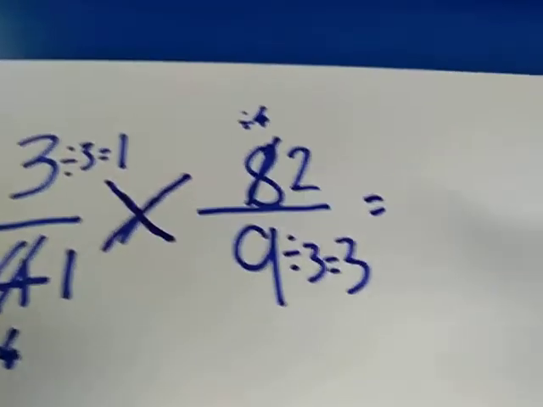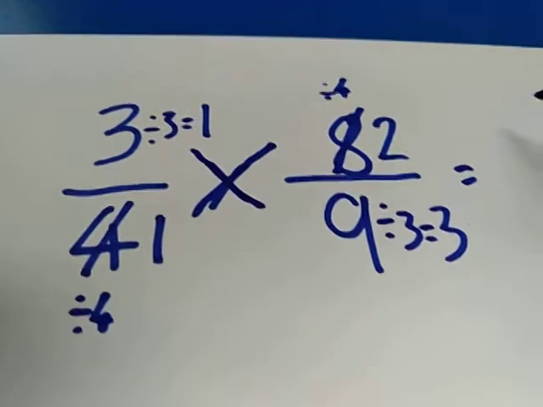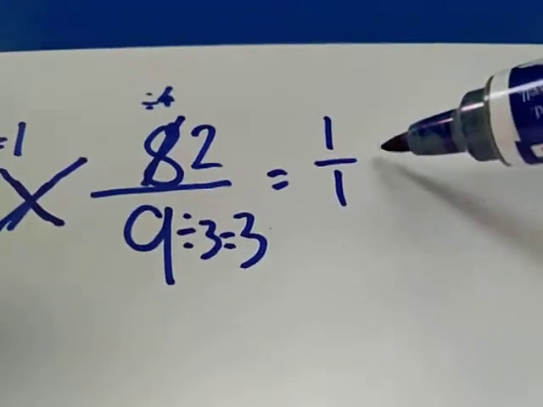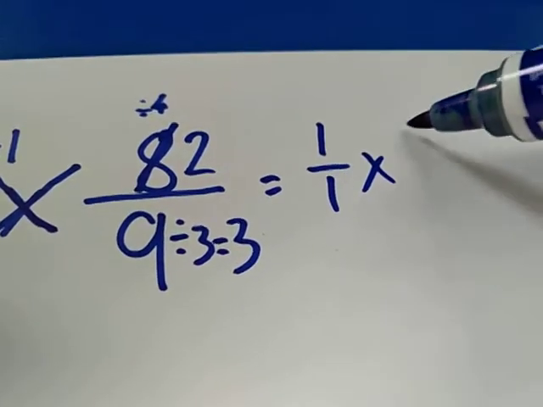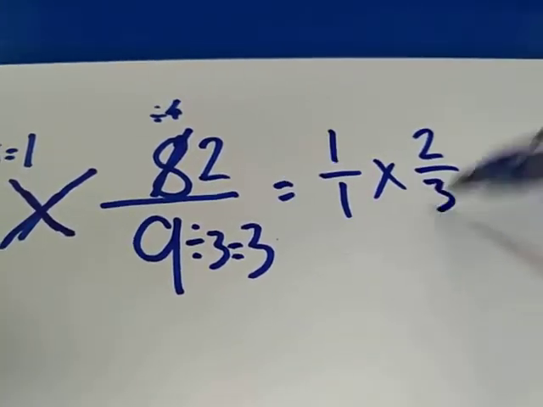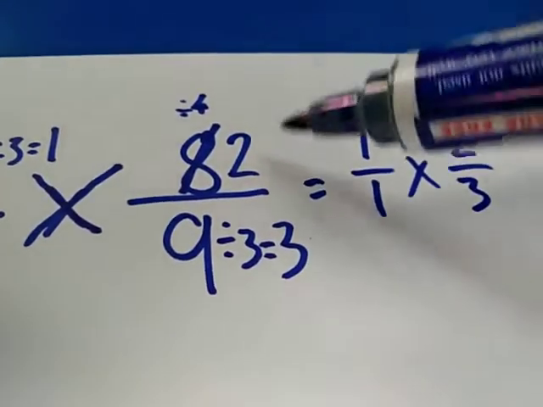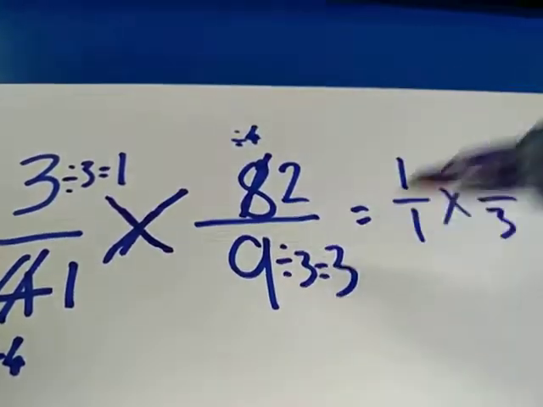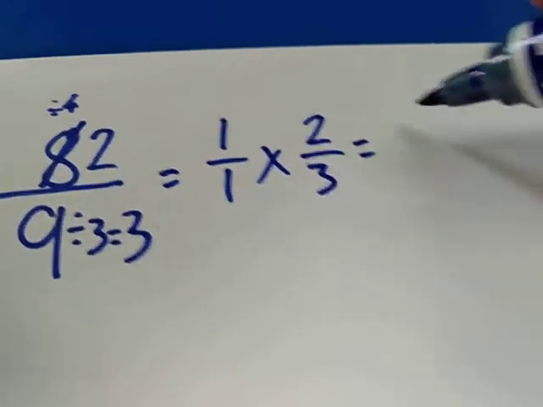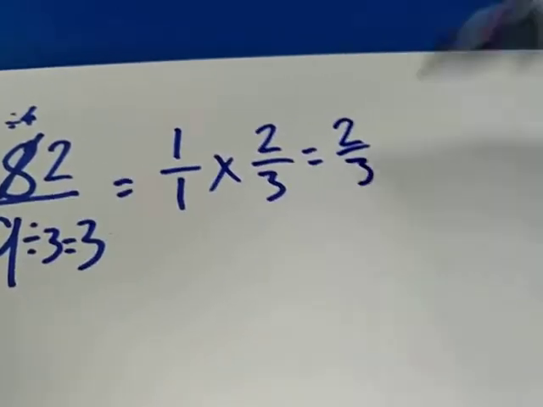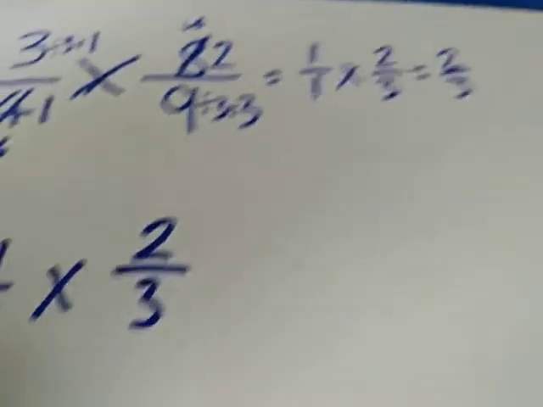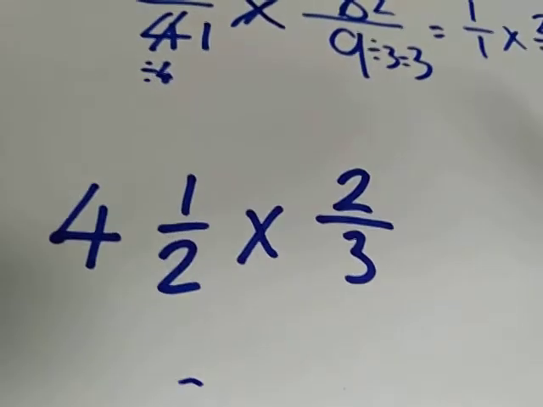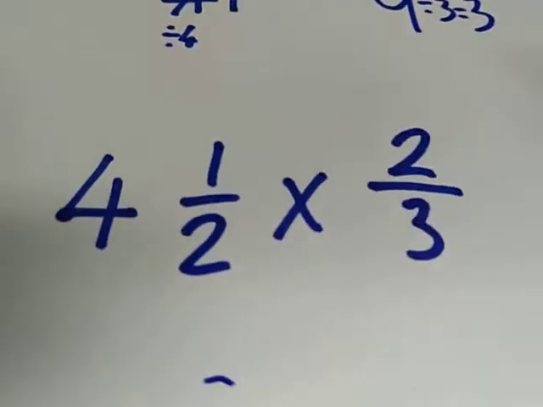Okay, so let's clean this up, rewrite our fractions. So we've got 1 over 1 multiplied by 2 over 3, okay, because we were able to divide like that to get 2 and divide like this to get 3, which equals 2/3. Easy.